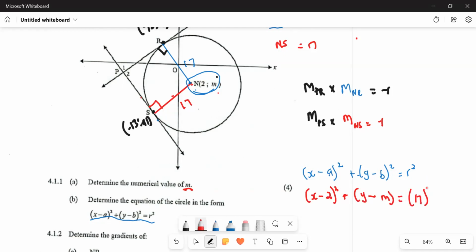It's 17. I put 17 all squared. Now, I can then use any other point. Remember, if we're getting the equation, we then use any other point. I can use point S. I can also use point R. So we can use any other point here.